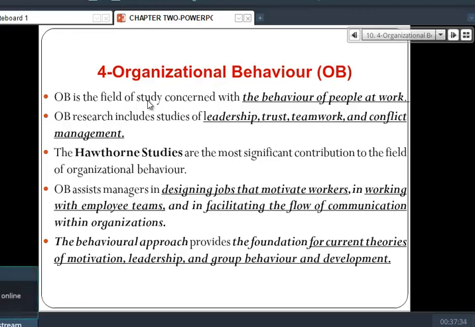The behavioral approach provides the foundation for the current theories of motivation, leadership, group behavior, and development. Again, please focus on the bold font in each slide. It might be in your exam.